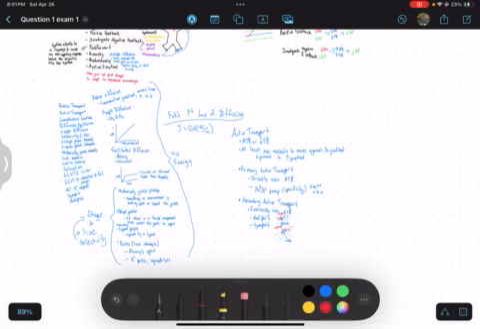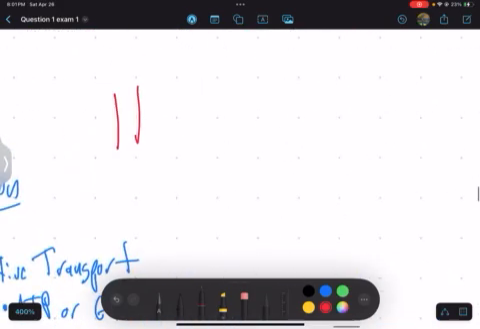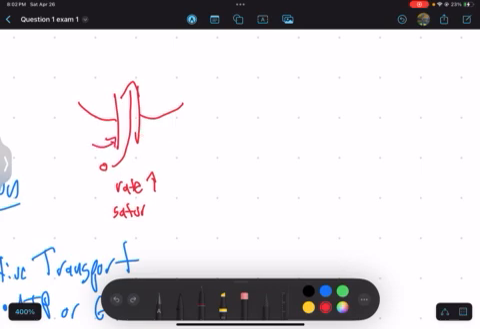And next we're going to talk a little bit about a channel versus a carrier. So a channel is going to be open, allowing the solutes to pass through. And the rate is going to be much higher. And the saturation, meaning, like I said earlier, the rate at which something can move through before becoming too concentrated, so that it can't move through, decreasing the rate, the saturation is going to be higher than a carrier.